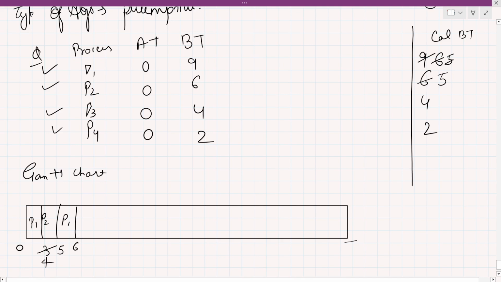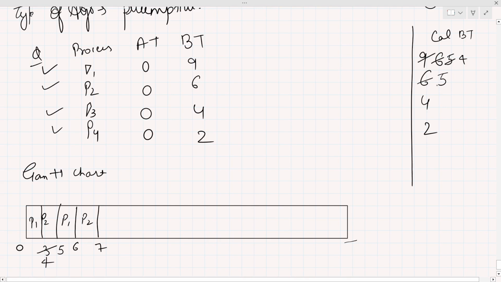So it executes 1. Now the rest is 4. Among these 4 processes, P2 has the highest burst time, so P2 will get the CPU. So from 6, the completion time of P2 becomes 7 and its burst time becomes 4. Now the burst time is 4.